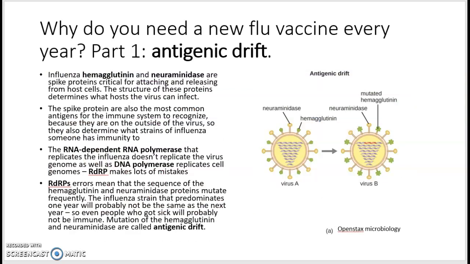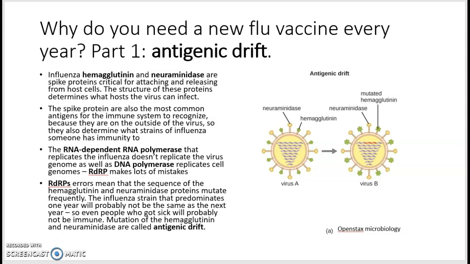Another important aspect of viral biology that affects viral disease is the reason that we need a new flu vaccine every year. So that's kind of obnoxious. Why is that? So the reason is that influenza hemagglutinin and neuraminidase, these are the spike proteins that are critical for attaching and releasing from host cells. These are the structures of the protein that determine what host the virus can infect. The spike proteins are also the most common antigens for the immune system. They're on the outside of the virus, so they're the things that the immune system typically recognizes in order to get rid of influenza virus. So what specific structures those H and N proteins have determines what strains of influenza someone has immunity to.